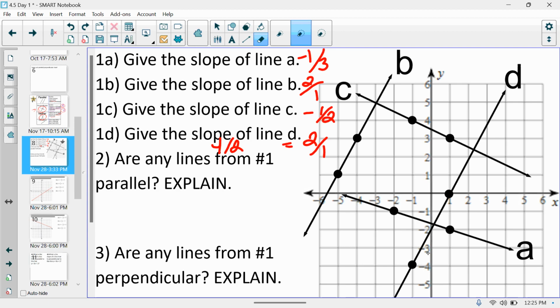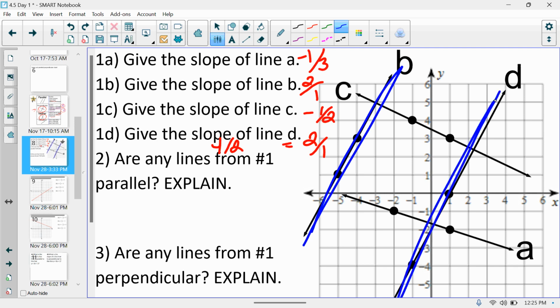So let's go back. I asked you to guess if any of them looked parallel in the beginning. And Anna was thinking maybe B and D. So let's look at their slopes now. The slope of line B is 2 over 1, and so is D. So Anna was right. So we're going to say B is, guys, there's an abbreviation for parallel so that you don't have to write the word parallel. You can put that symbol if you want. B is parallel to D.